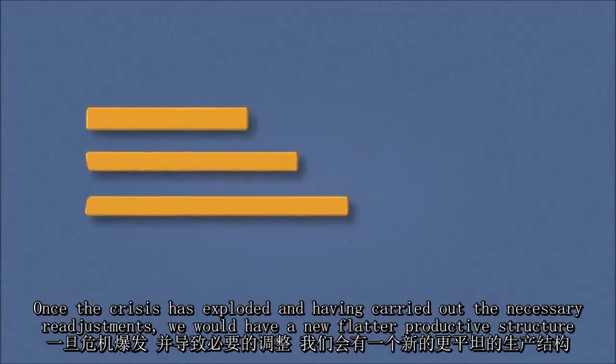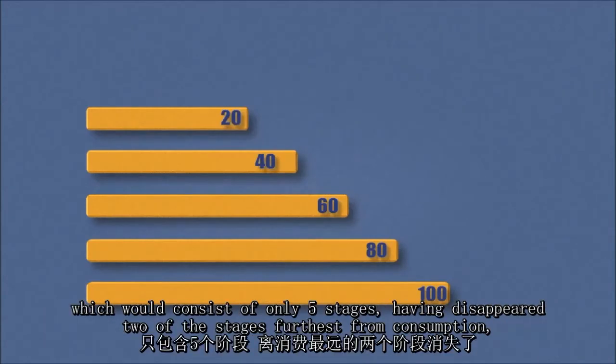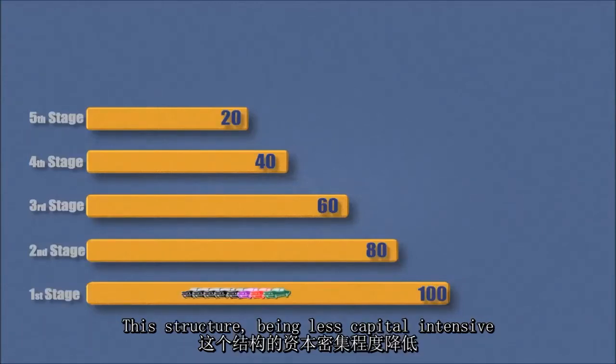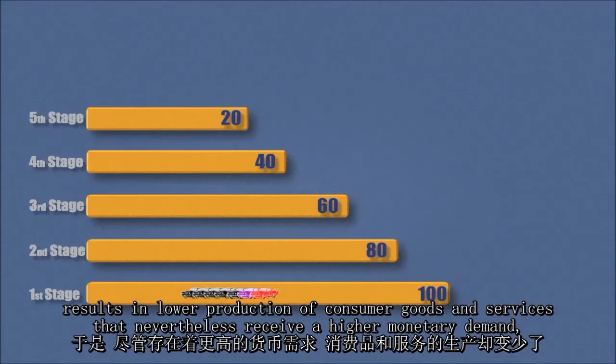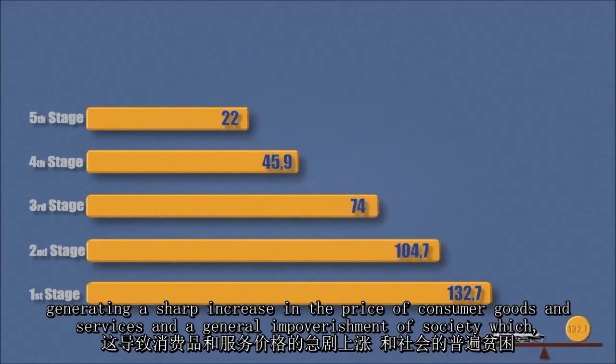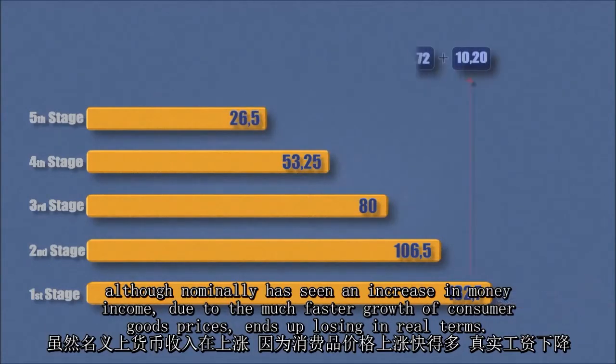Once the crisis has exploded and having carried out the necessary readjustments, we would have a new, flatter productive structure which would consist of only 5 stages, having disappeared 2 of the stages furthest from consumption, which were developed as an error generated by the credit expansion. This structure, being less capital-intensive, results in lower production of consumer goods and services that nevertheless receive a higher monetary demand, generating a sharp increase in the price of consumer goods and services and a general impoverishment of society, which, although nominally has seen an increase in money income due to the much faster growth of consumer goods prices, ends up losing in real terms.